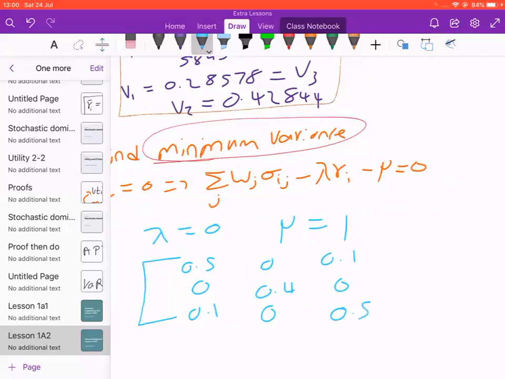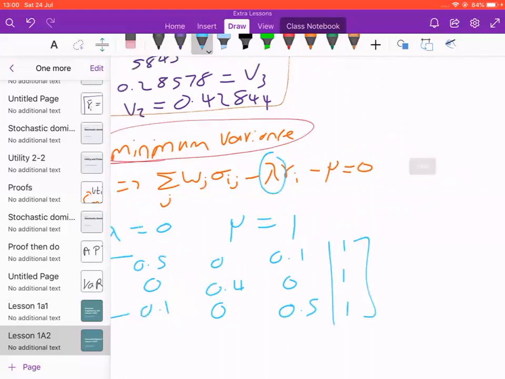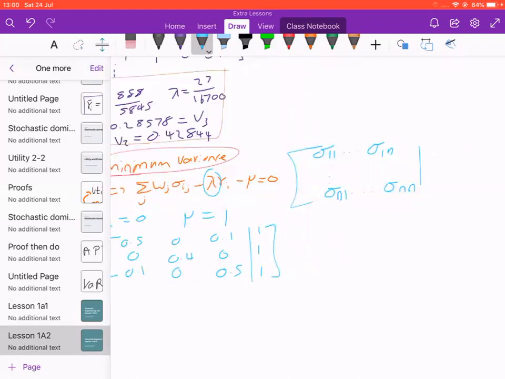So you are basically going to have your covariance matrix, and the right-hand side 1, 1, 1, and then you're going to solve this, because your mu is going to be equal to 0 over here. So in essence, this thing is going to be sigma 1,1 up to sigma 1n, all the way to sigma n1 to sigma nn, equals 1, 1, 1.